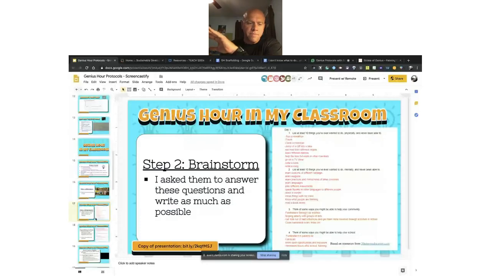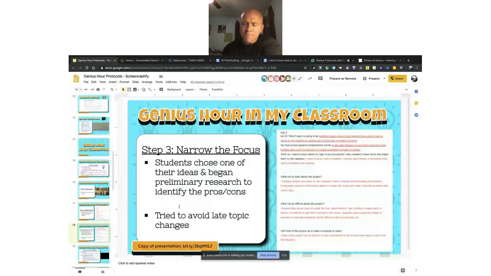And then from there, that same day, I had this brainstorm sheet, which again is linked towards the end of my presentation. You know, just start naming 10 things you've ever wanted to do physically, things you ever want to do mentally or see, ways to help community. So you just have them list things and brainstorm and get as much out as possible within a certain amount of time. That was kind of the end of one day.